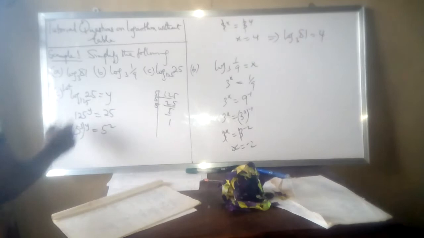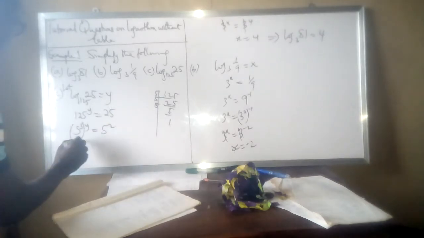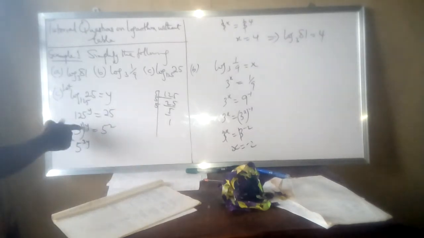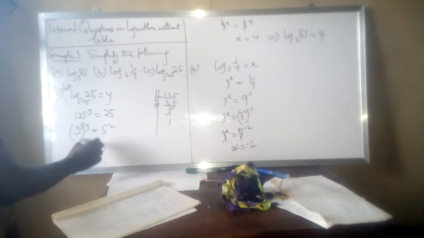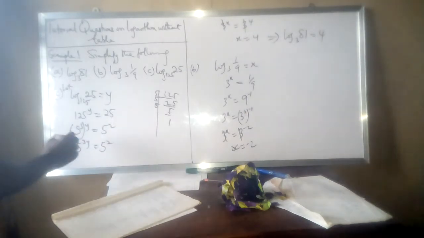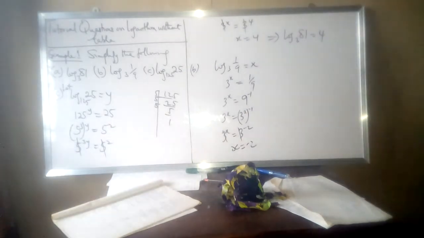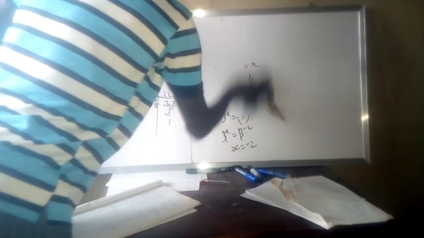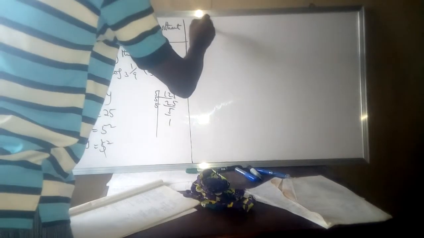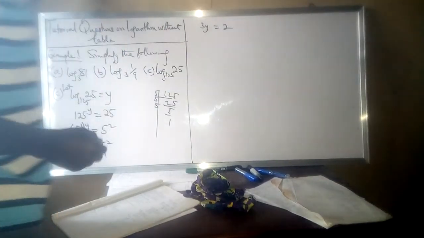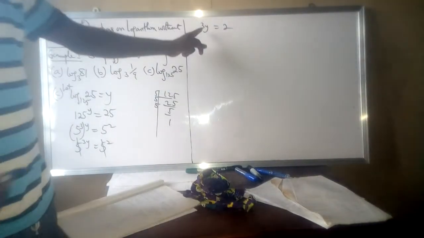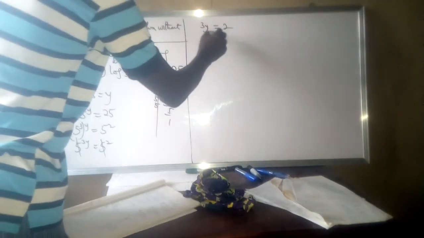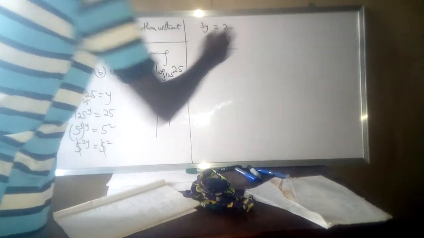So we expand the bracket, we have 5 raised to power 3 times y, that's 3y. We multiply the powers, is equal to what? 5 raised to power 2. 5 is common, 5 cancels 5 here. So if 5 cancels 5 there, what are we left with? As our powers, we are left with 3y is equal to 2. So how do we get y? We divide both sides by 3. So y equals 2 all over 3.